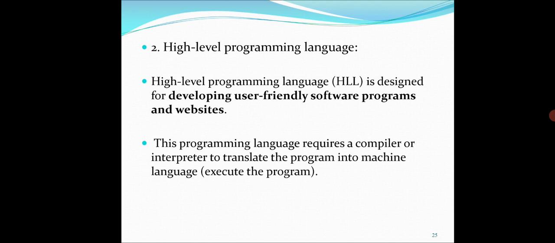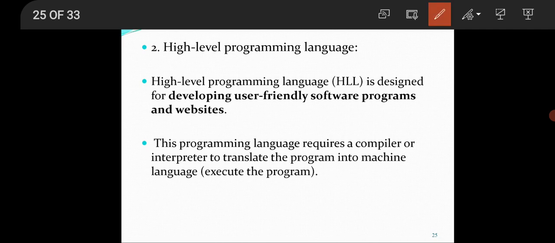Next, high level language. High level language is designed for developing user defined software programs and websites. For application development, we are using the high level language. This programming language requires a compiler and an interpreter to translate the program into machine language, because to execute the program, the computer cannot understand the high level language. That's why we are using the compiler and the interpreter.